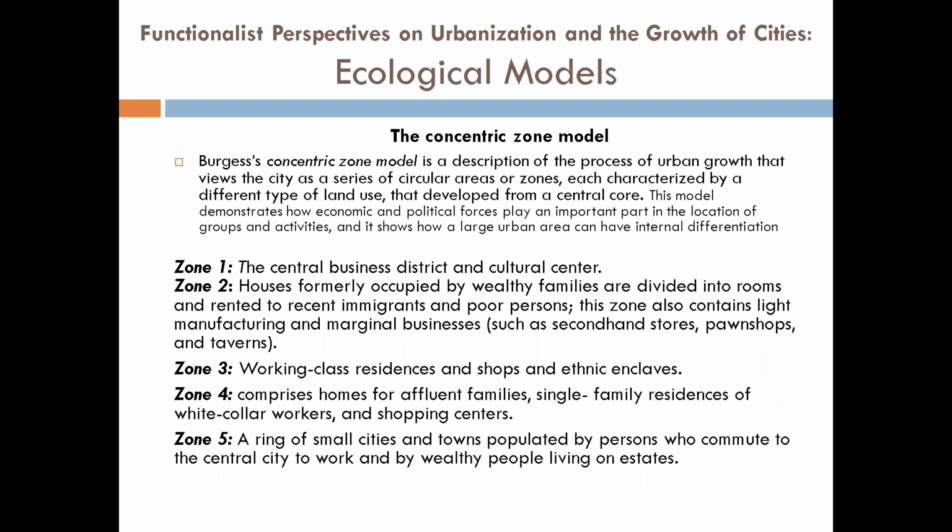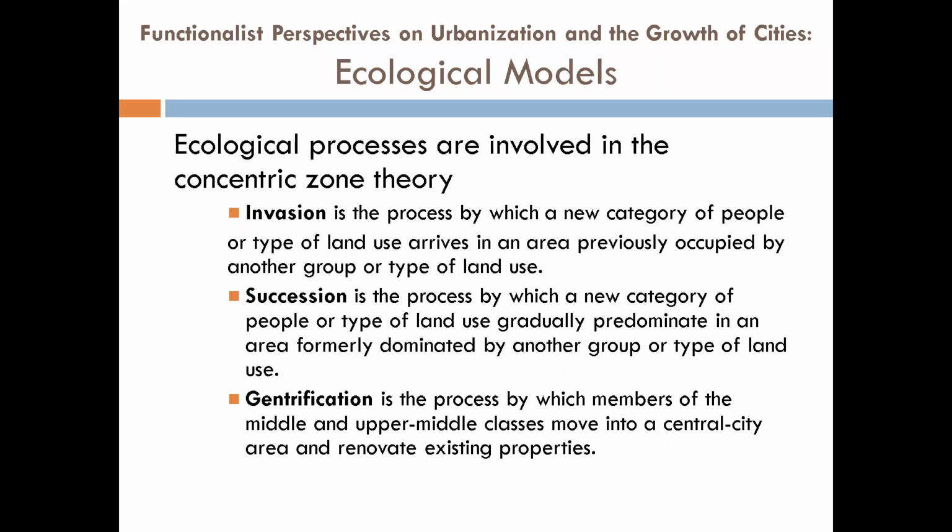And the final part, Zone 5, is a ring, small cities and towns populated by persons who commute to the central cities to work and by wealthy people living on estates. These ecological models are involved in the concentric zone theory. What are the processes that we can see in this model as concentric zone theory? What are the major processes?